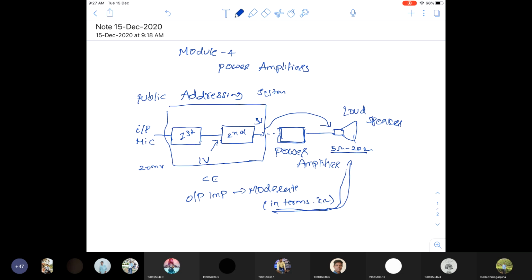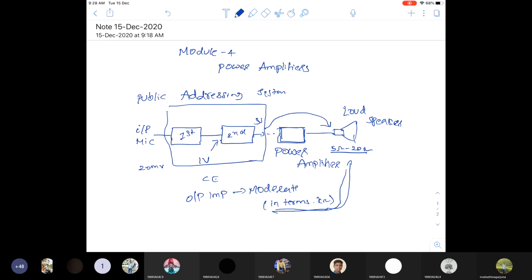Okay, the power amplifier. So what is the need of a power amplifier here? In a public addressing system, the input is the mic, what we are speaking, and the output is the loudspeaker. In between we are using a multi-stage amplifier, which amplifies our voice to around 1 volt, 2 volts, 3 volts. Depending on the requirement, you can go with 2, 3, or 4 stages.